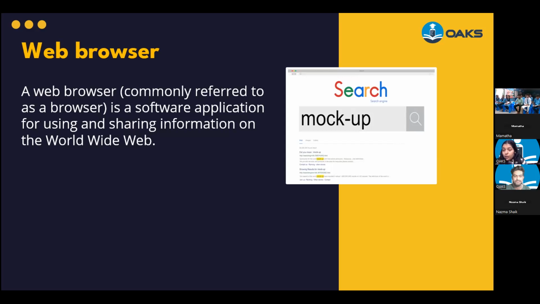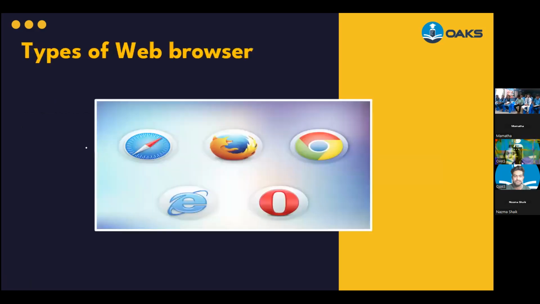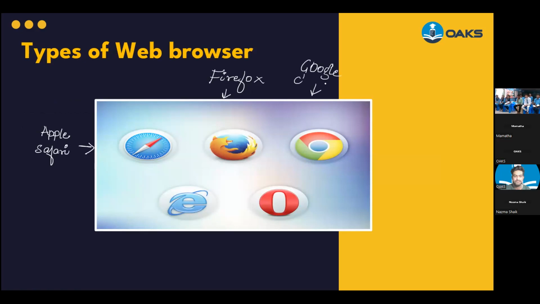Have you used Google Chrome? Yes. Okay, so this is what it is. These are the types. This is Apple Safari, which is for iPhone users. This is Firefox. Have you used Firefox? Okay, Google Chrome. Any guesses for this one? Opera Mini, have you used it?